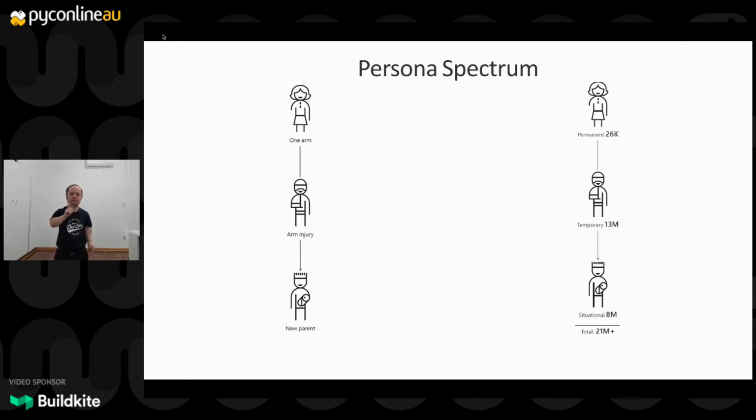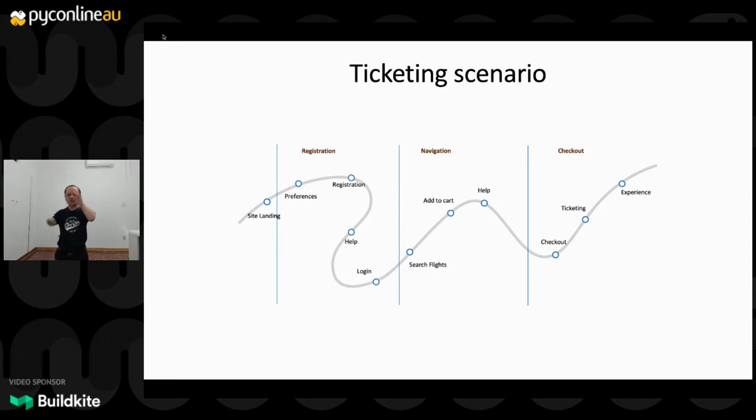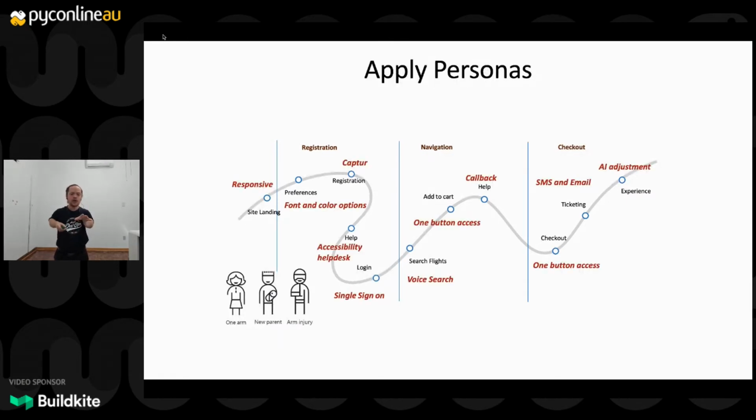3 billion people right now need that accessibility help. That's more than a quarter or a third of the world that is your target audience. You take your persona spectrums, you superimpose it on a scenario. So this is a ticketing scenario, buying a ticket to fly an airplane. You get registration, navigation, and checkout. You superimpose that persona spectrum on, then you can see it changes the way that we look at the interaction.